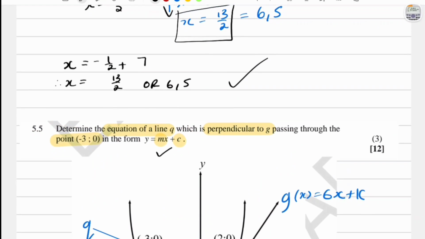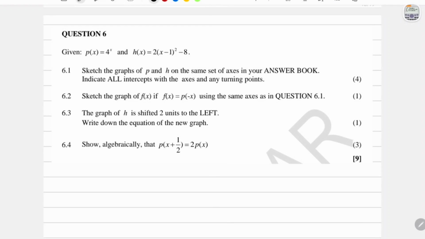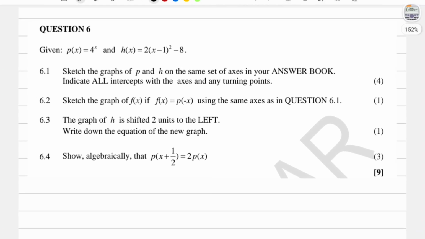That's the last question in question 5. And then we finally move on to question 6, which has more functions. Question 6 says, given p of x is equal to 4 to the power of x, and h of x is equal to 2 multiplied by (x minus 1) all squared minus 8, you need to sketch the graphs of p and h on the same set of axes in your answer book. Indicate all intercepts with the axes and any turning points. I don't really have the answer book, so we're just going to have to do this with the page that we have here.